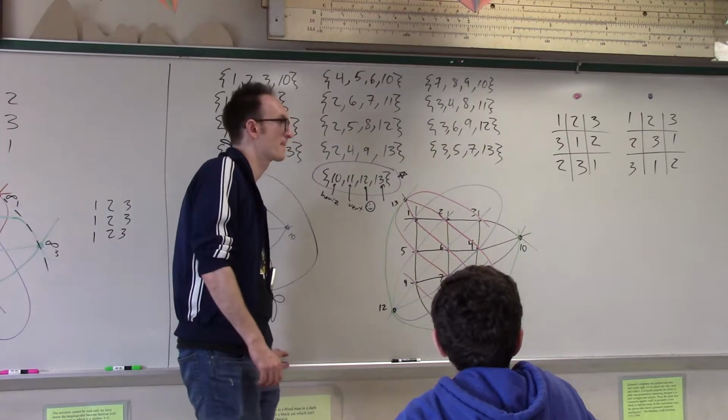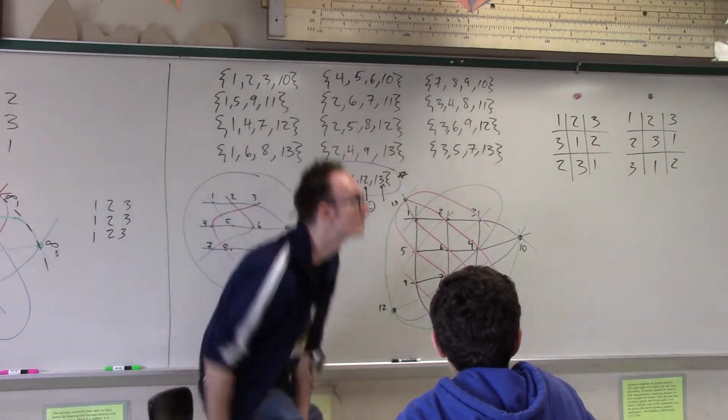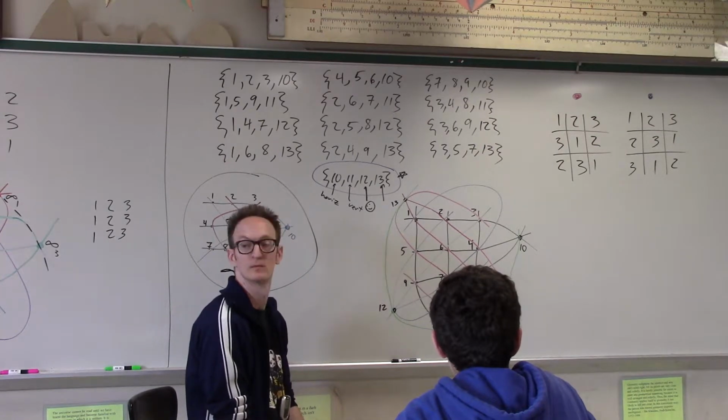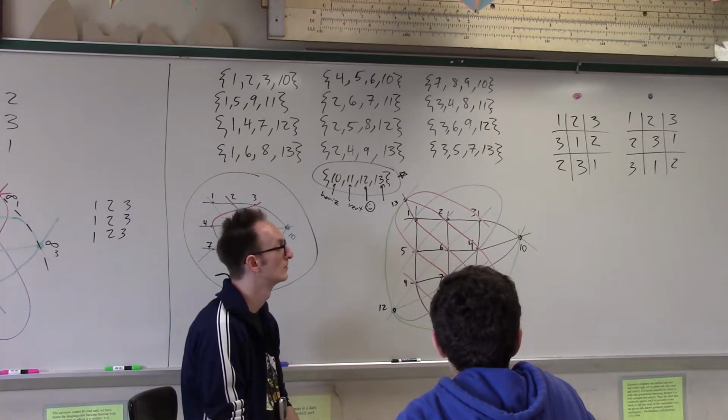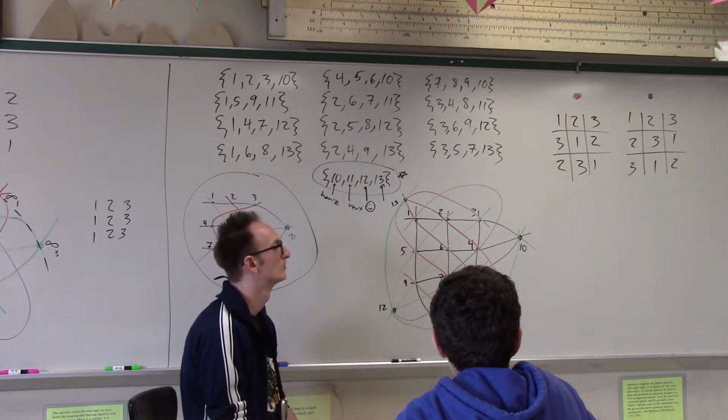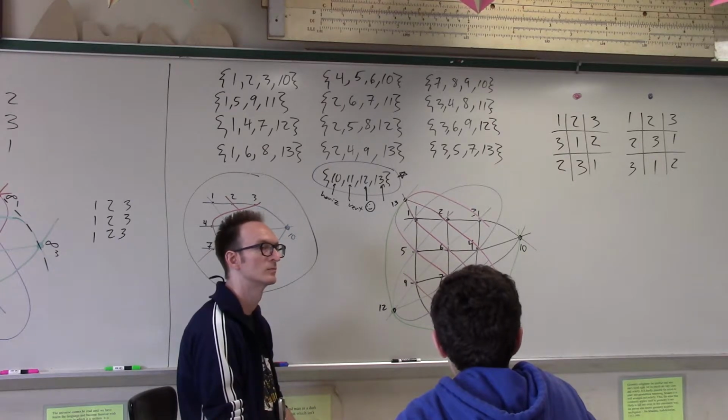But since there's only one line through any pair of points, and one of those black lines already goes through 1 and 2 and 1 and 3, then that would just be the same line, and we know that we have to have distinct lines.